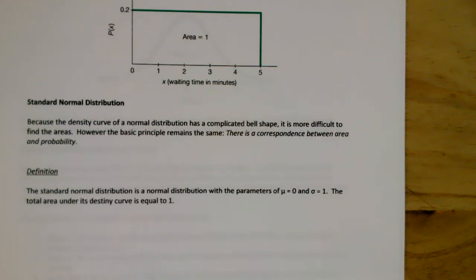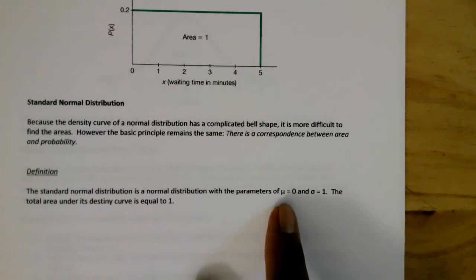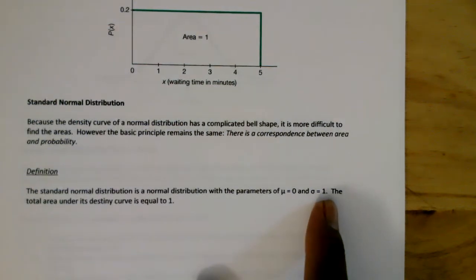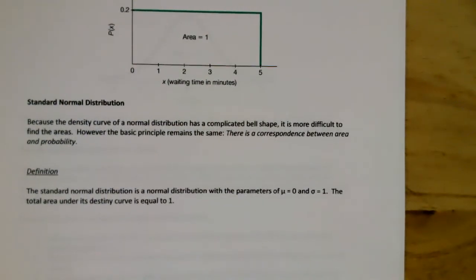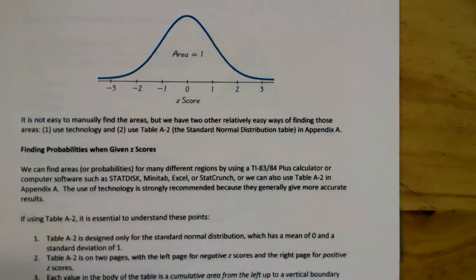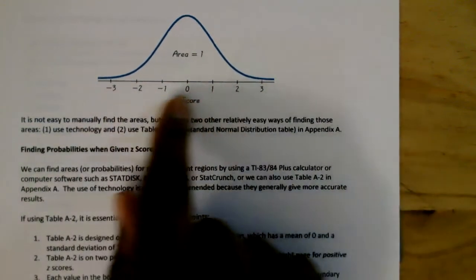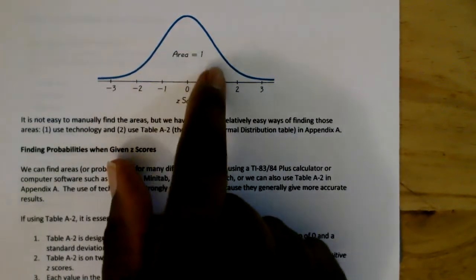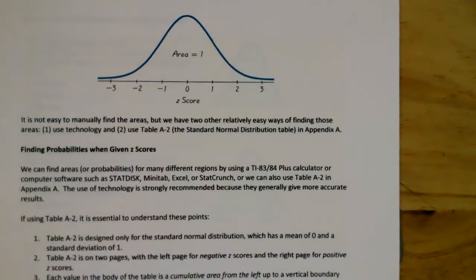Okay. So the standard normal distribution, by definition, is a normal distribution with the parameters of the population mean equal to 0 and sigma, the population standard deviation, equal to 1. The total area under its density curve is equal to 1. Now, on the next page, you'll see an illustration of that normal curve. The horizontal axis, as you can see, is the z-score. The area underneath this normal curve is always going to be equal to 1.